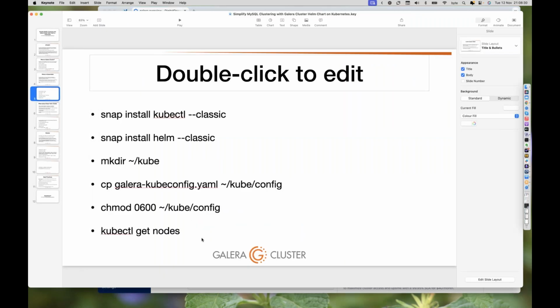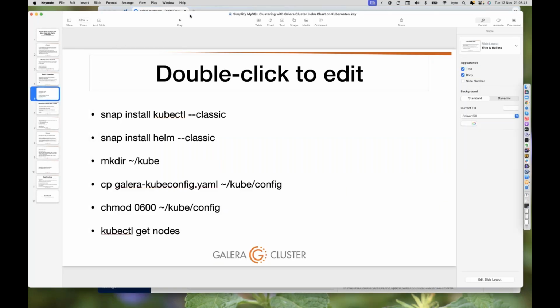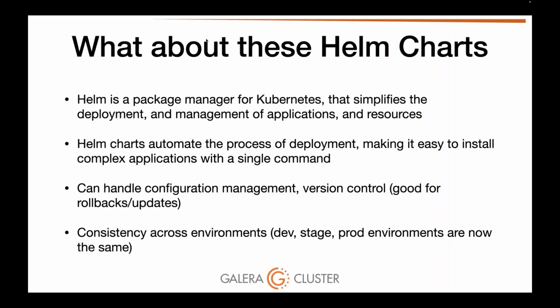So here's what we would do to configure Kubernetes. But as you can see, it's taking a bit of time to provision those nodes. So we'll let it do its thing. Come back here shortly. Then a little bit of a package manager called Helm Charts, right? Basically, that's what Helm is. It's a package manager, simplifies deployment management.